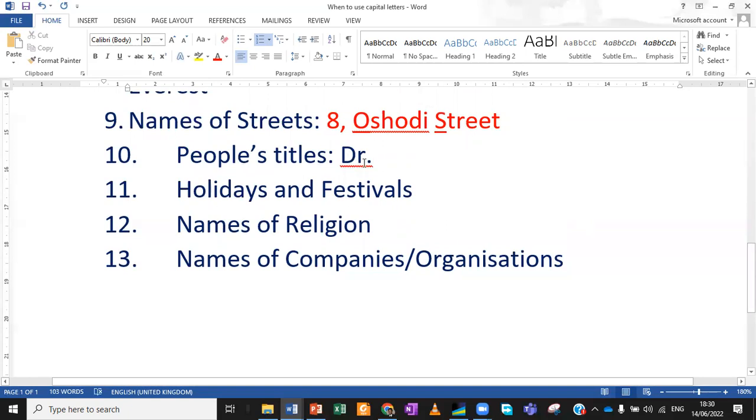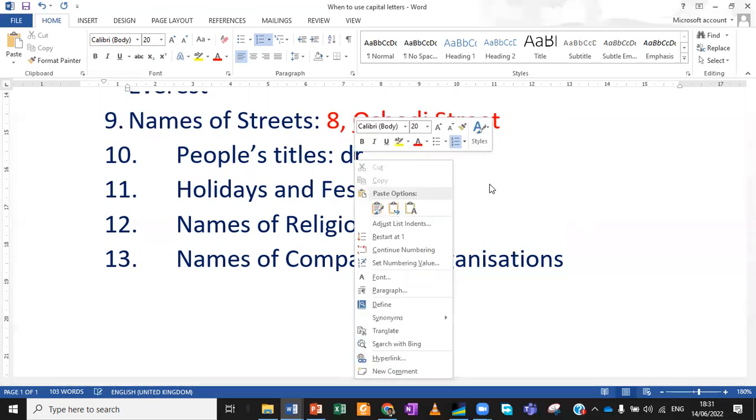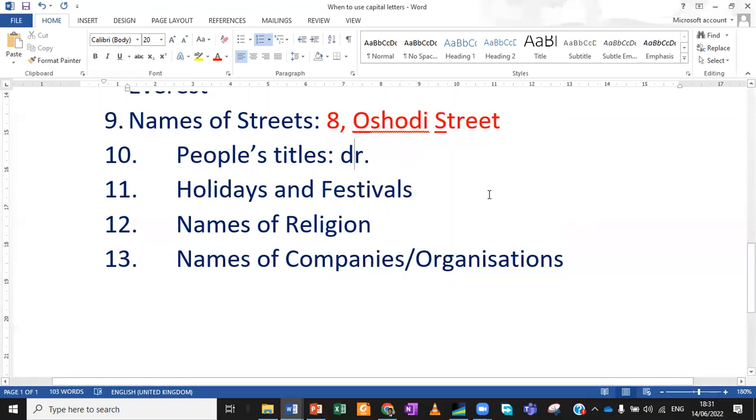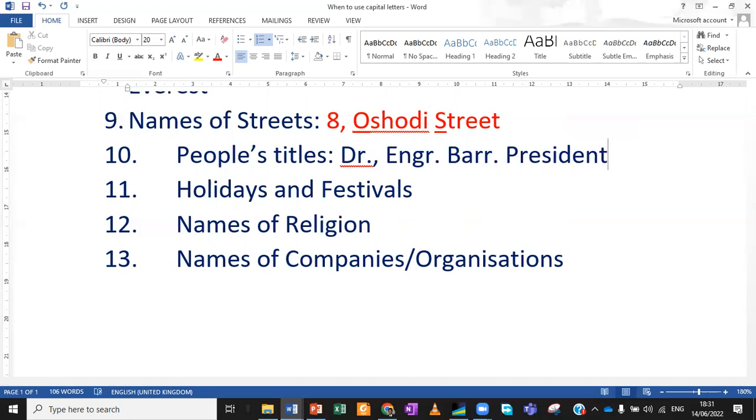People's titles, you know, like doctor, professor. If you say prof, it's supposed to be in capital letter. Let's try doctor. It's showing you red, with the capital D. It's supposed to be D. Doctor, engineer, barrister. Even president is usually in capital letters.